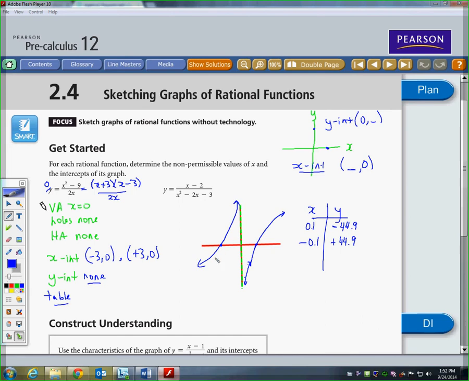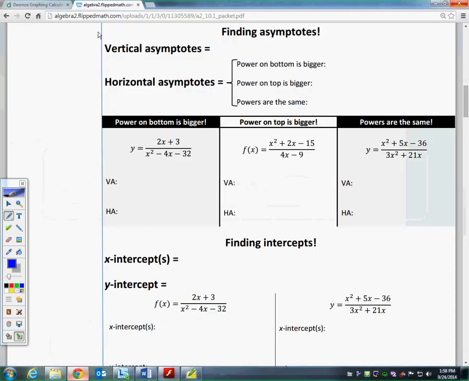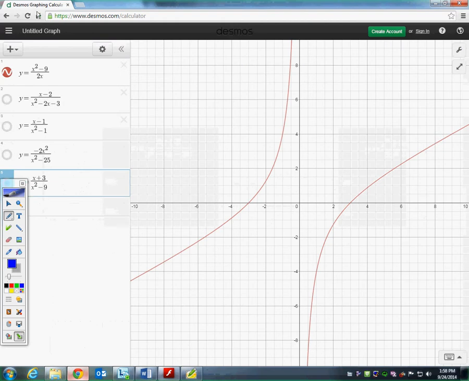At this point in time, it would be good to check your work using a graphing calculator or some type of technology. So if I pop over to this Desmos, here is my x squared minus 9 all over 2x. It does not put in my vertical asymptote, but there it is. So that works out quite well.